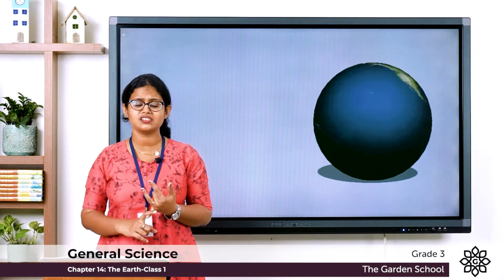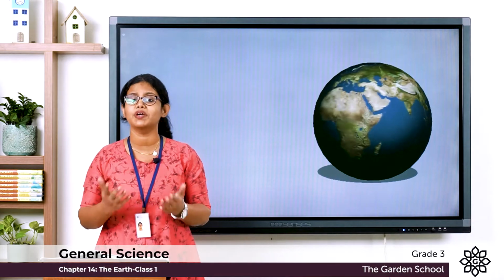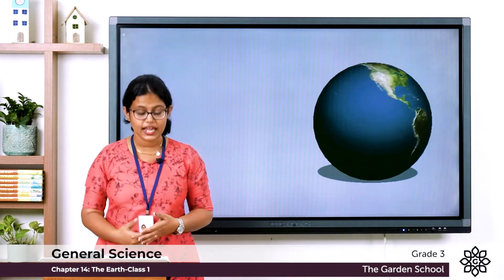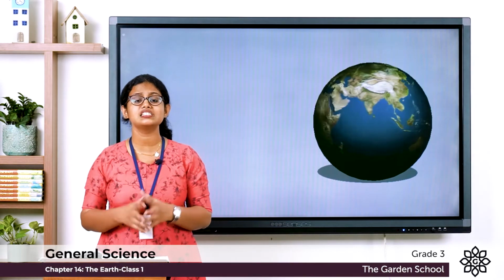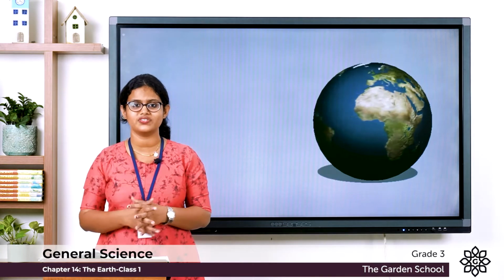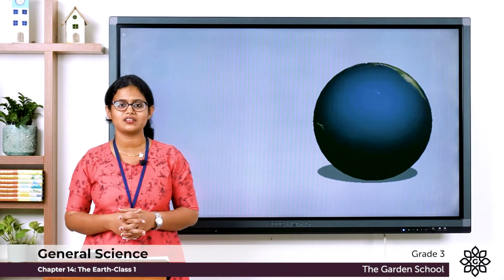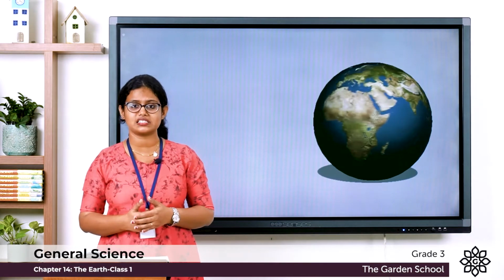It has plants, animals, and small living things because it has air, water, light, and heat. So, Earth is a planet where we all live. That is the home planet. It is our home planet. And it is the only planet where life exists.